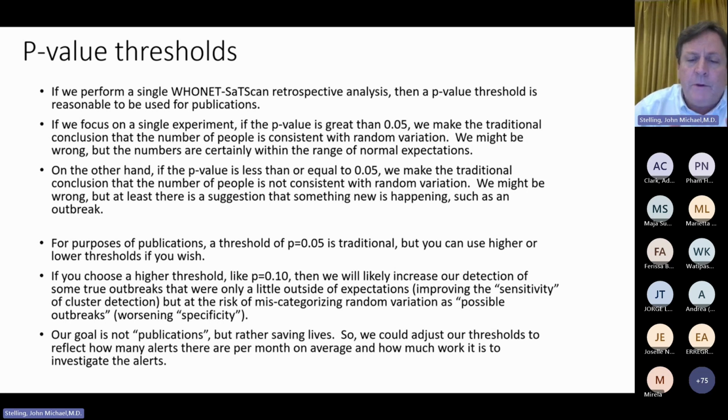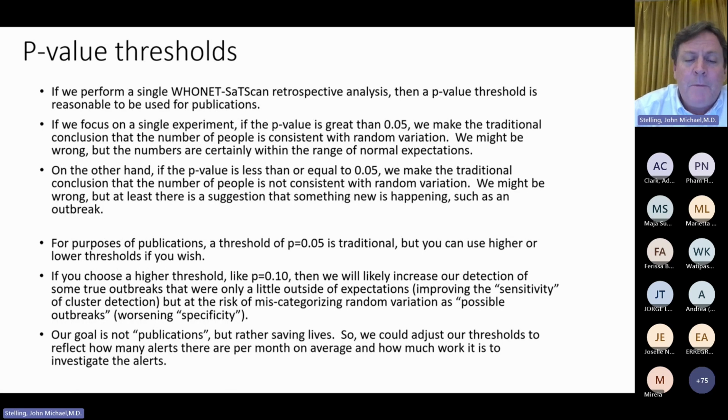So if you have a very loose threshold like 0.1, you will probably pick up more true outbreaks, which is great, but you'll probably also pick up more random variation. And what you will see are positives, but you're unsure whether they're true positives or false positives. And it's also useful to keep in mind that for publications, we use 0.05.